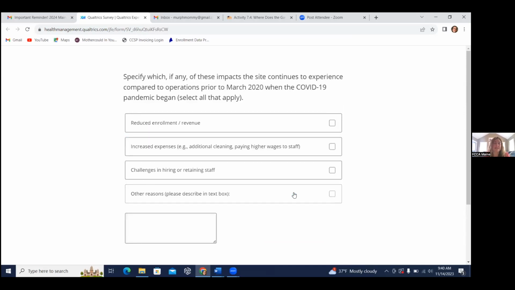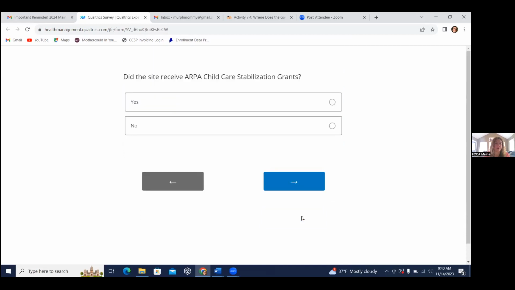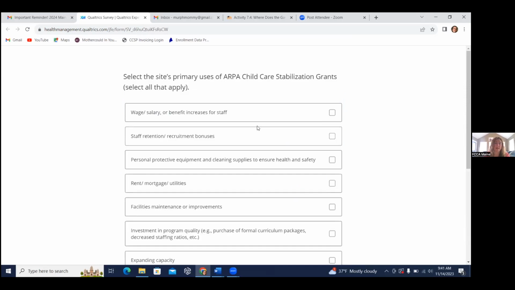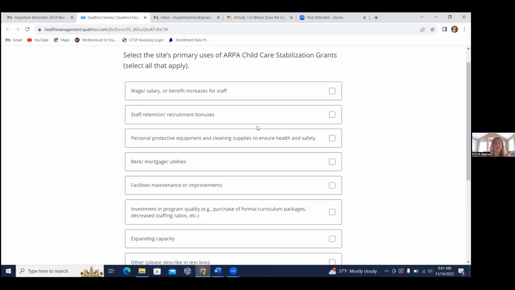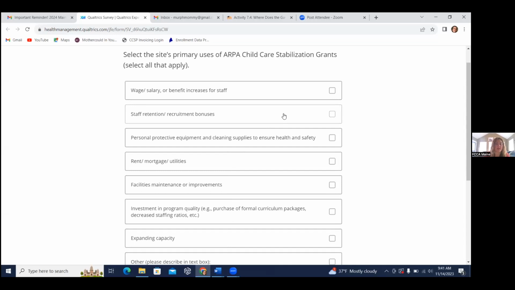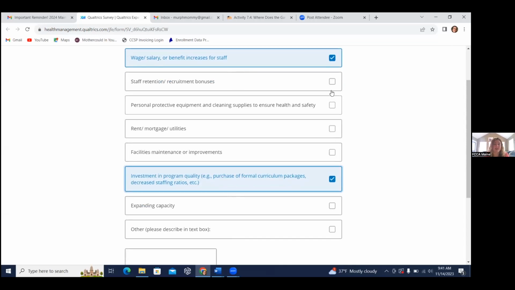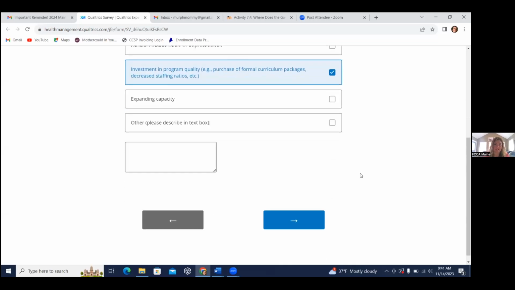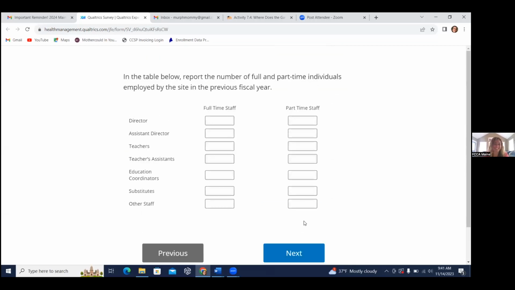Okay, what impacts? I would say reduced enrollment, I feel like centers have had that, increased expenses, and challenges in hiring and retaining staff. We're gonna select all of those. Did this site receive ARPA? I'm gonna say yes. This gives you choices of how you used it, from staff retention and rent and wage. We're gonna go wage, investment in program quality, and let's give the staff recruitment bonuses and retention bonuses. I've seen that a lot on the job listings.